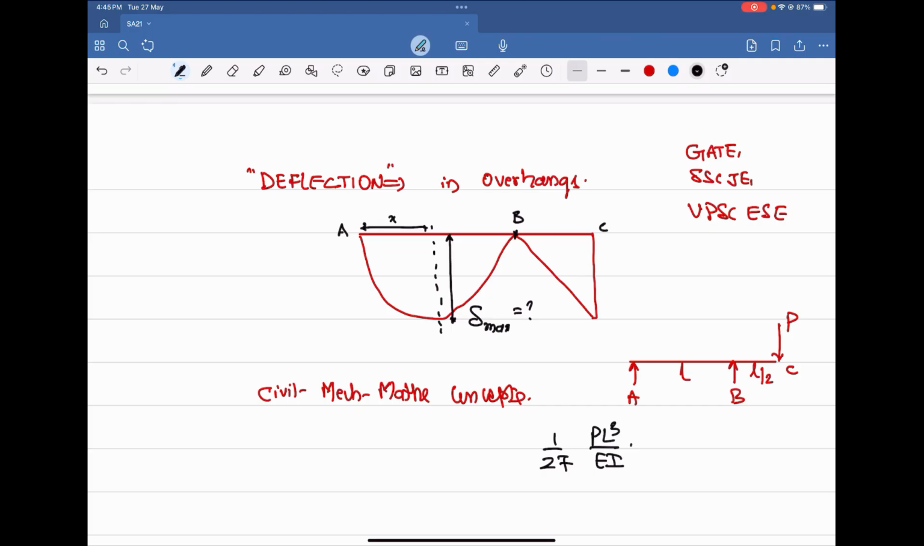And I have given sufficient input regarding the overhangs and the shear force diagram and bending moment diagram in this lecture. I will be taking up the deflections in the next class.